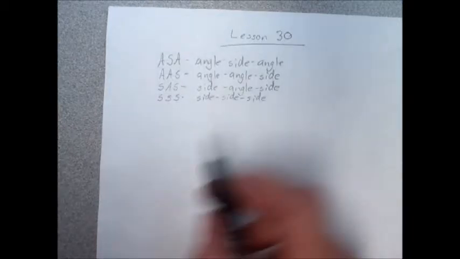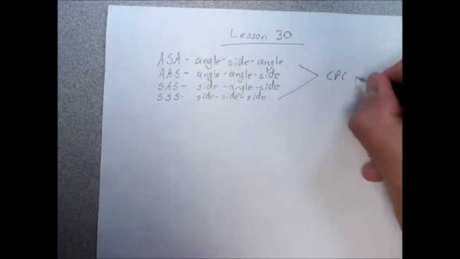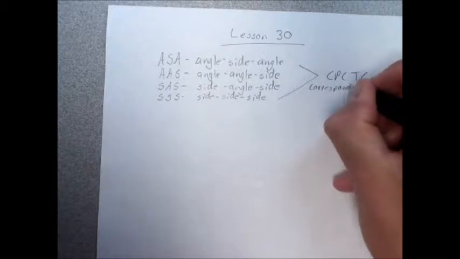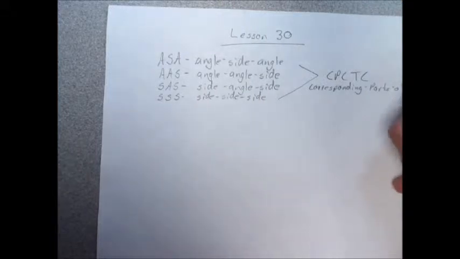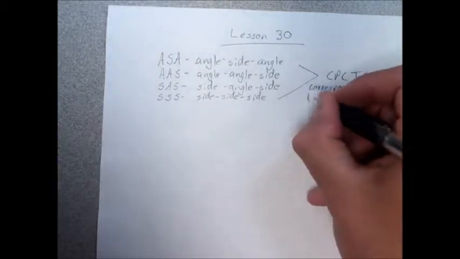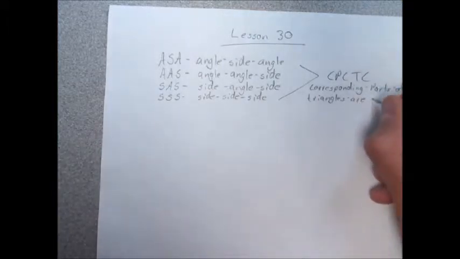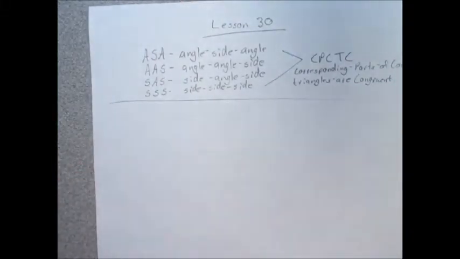Okay, we use these to ultimately get to CPCTC, corresponding parts of congruent triangles are congruent. Okay, that is just another reminder for what that abbreviation truly stands for. It is on your test, and it is a really easy one. So that's another easy one for you.